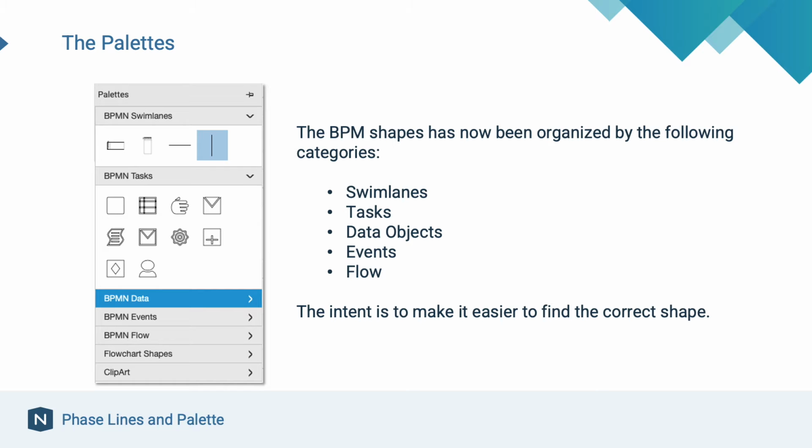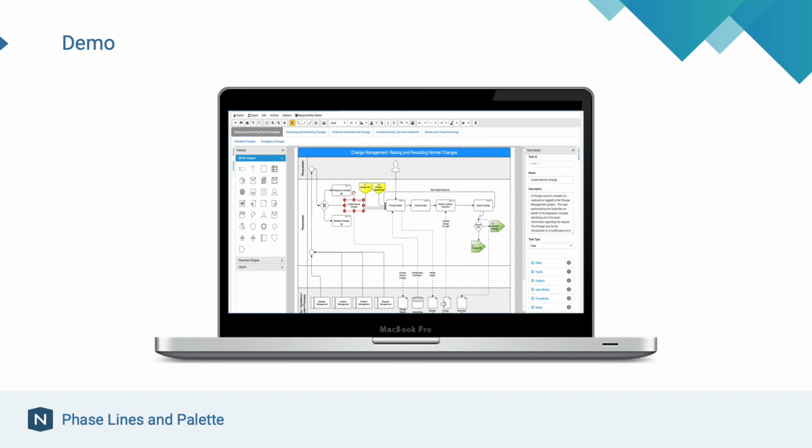The other change we made in this release is a reorganization of the palette. We've actually organized the various BPMN shapes into different categories: swim lanes, tasks, data objects, events, and flow objects. This is going to make it a lot easier for you to find the shape that you want to work with. Let's take a look at these changes live in the Navvia Process Designer.